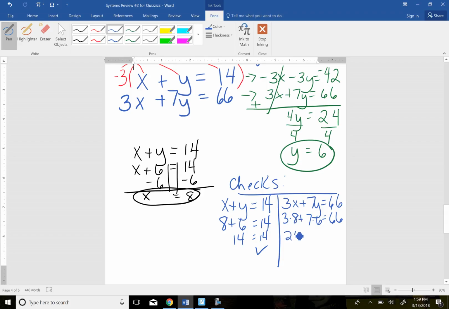3 times 8, that's 24. 7 times 6, that's 42. We're going to add those to see if we get 66. So I got 66. 66 equals 66. It checks. So at this point, x is 8, y is 6, checks out on the second and the first.